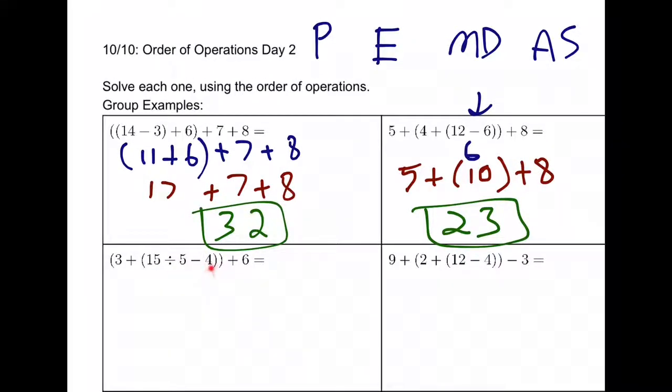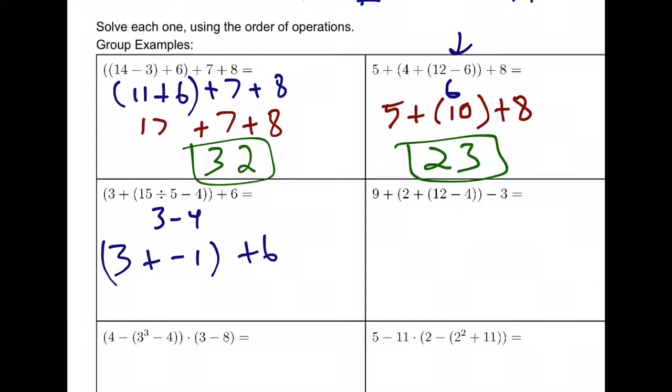Next up, notice I have 2 layers of parentheses. I will start with the inner layer. Here, I follow order of operations. Division occurs before subtraction. So the first thing I do is 15 divided by 5 is 3, and then I subtract 4. So I get 3 plus a negative 1 plus 6. Well, inside the parentheses, 3 plus a negative 1 is the same thing as 3 minus 1. So I get 2 plus 6, which gives me 8.